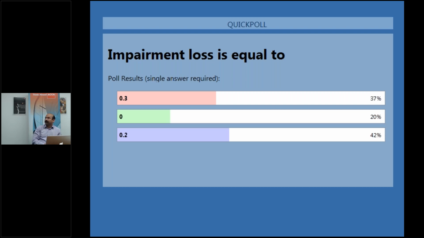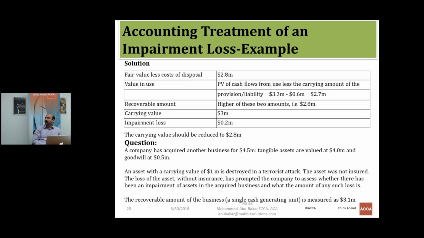See, value in use is the present value of cash flows from use less the carrying value of the provision liability. This is value in use, in fact, and that is 2.7. And its fair value less cost of disposal is 2.8. So the higher of these two figures is in fact 2.8. Carrying value is 3 million. So there is an impairment of 0.2. So this was the answer.